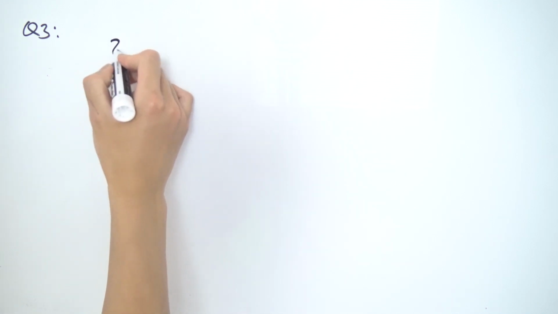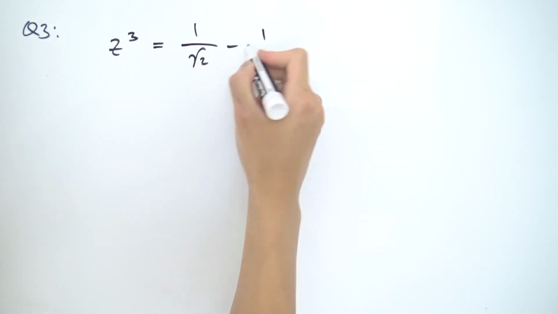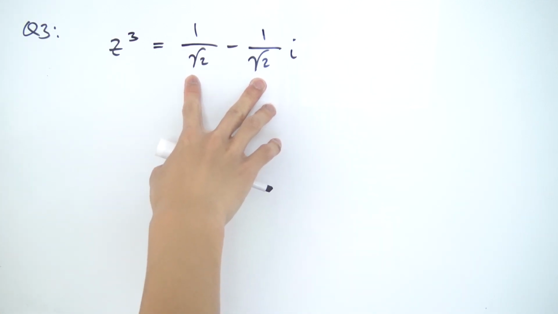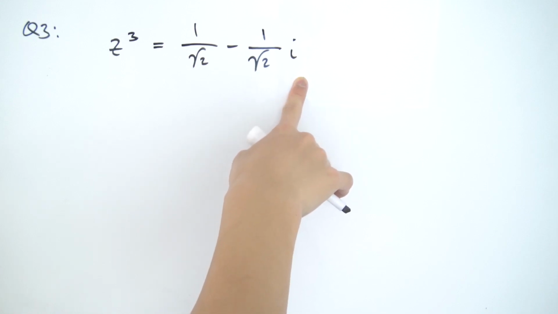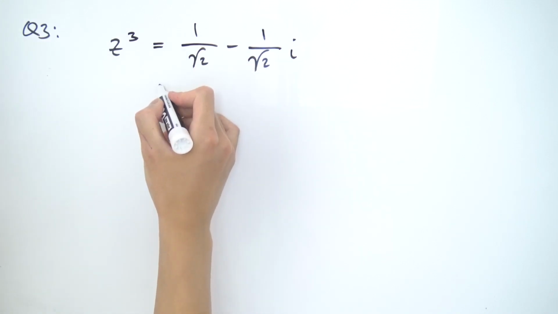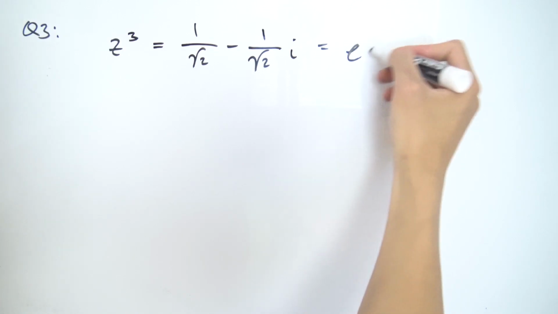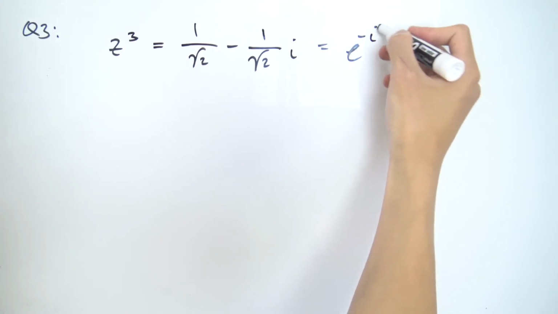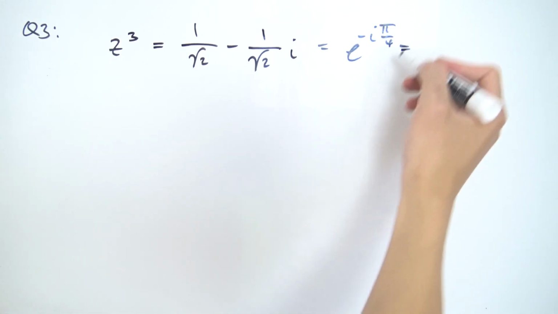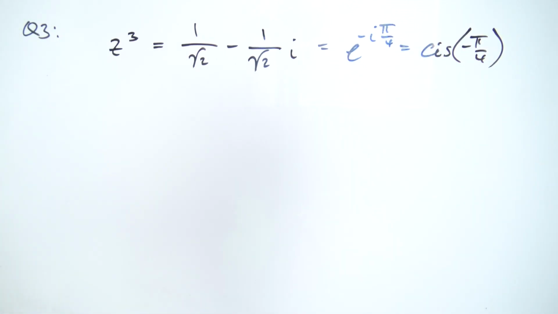Question 3 asks us to find the cube root of the complex number 1 over the square root of 2 minus 1 over the square root of 2 i, like so. And first thing to notice is that this complex number actually lies on a unit circle, and since we have a negative right here, you can deduce that this is the same thing as, well, I use the exponential form for complex numbers in this exam, so e to the minus i pi over 4. But in this video, just so everyone's familiar with the notation, I'm going to be using the cis notation, so cis of minus pi over 4, like so.